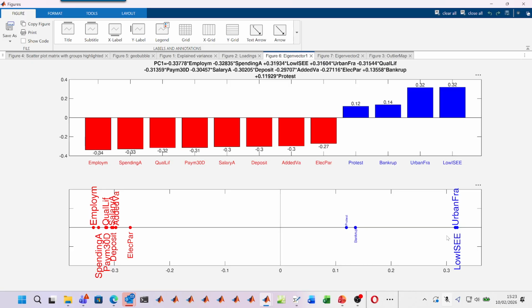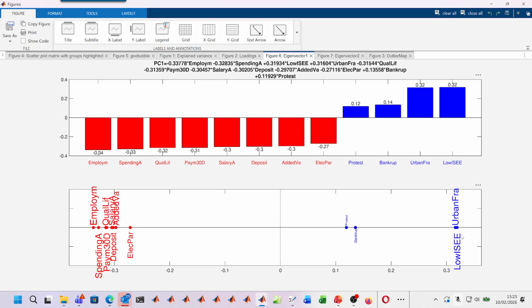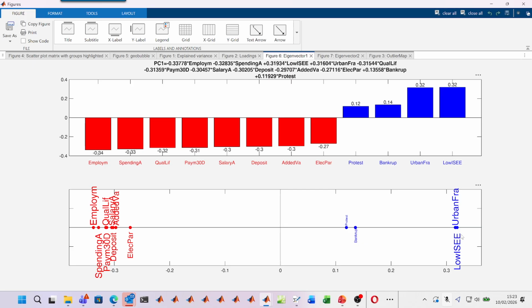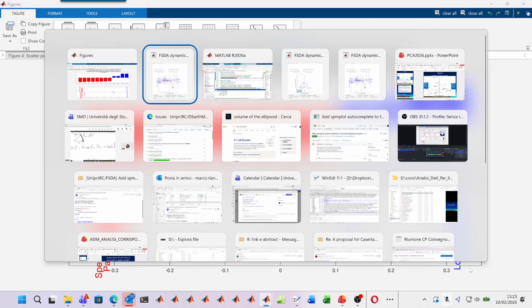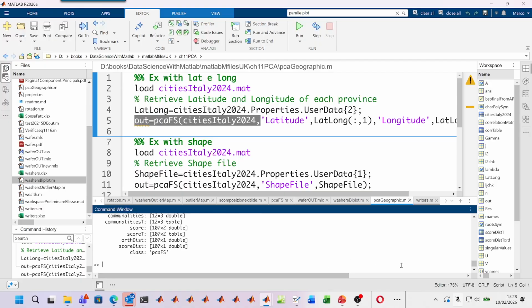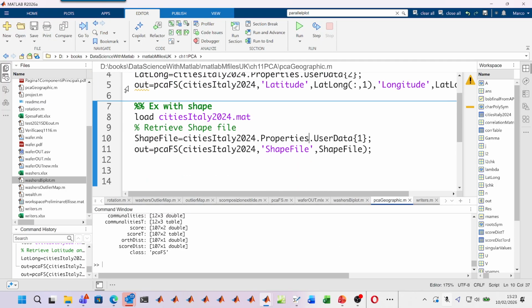On the other hand, low ISE and urban fragility are just 2 variables. The larger, the worse it is. So this is really an indicator of poverty. And that's the equation. You can see the equation on top, with the values ordered in terms of magnitude, from the most important to the least important. You see the elements.